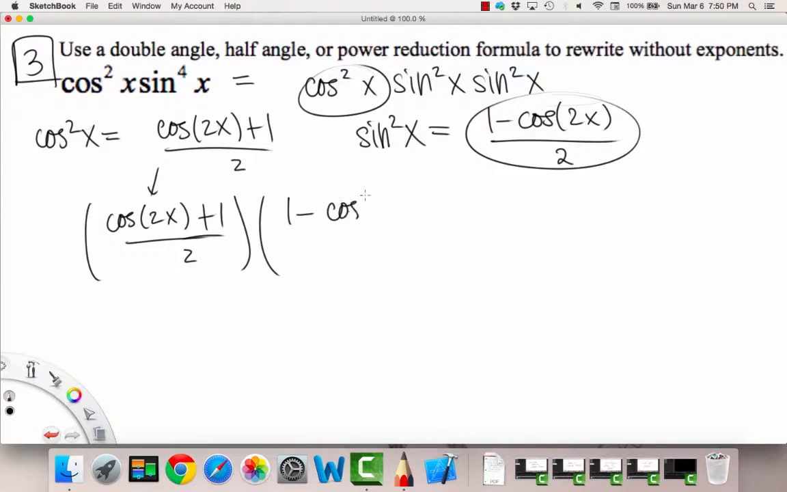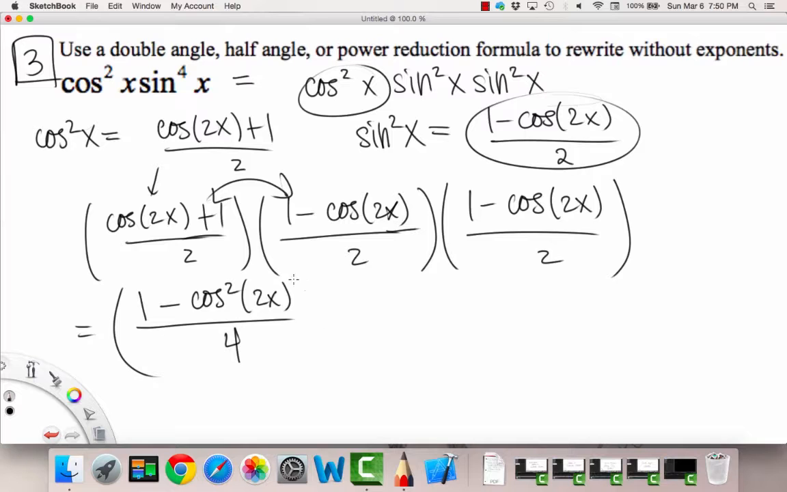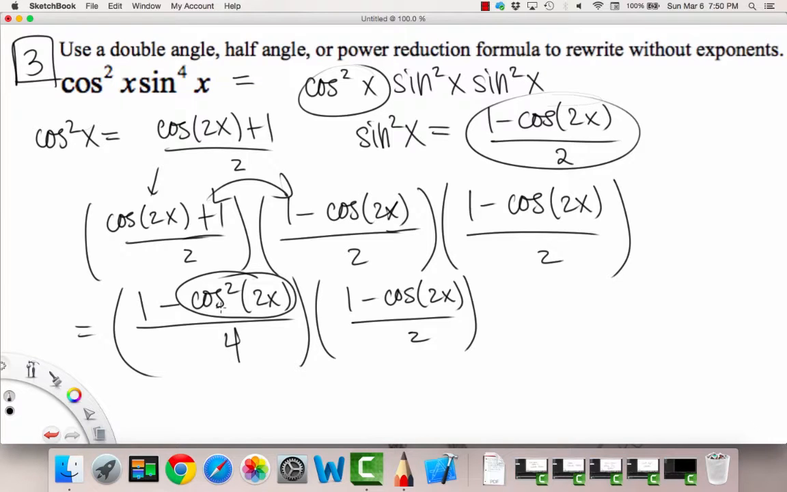So 1 minus cosine of 2x over 2, and then times another one of that same exact thing, 1 minus cosine of 2x over 2 there. Okay, and then let's see what we get. So from multiplying these first two terms together, we can actually get 1 minus cosine squared of 2x over, and that becomes a 4 on the bottom. Okay, and then on the right hand side we just have that same thing, 1 minus cosine of 2x and then divided by 2.